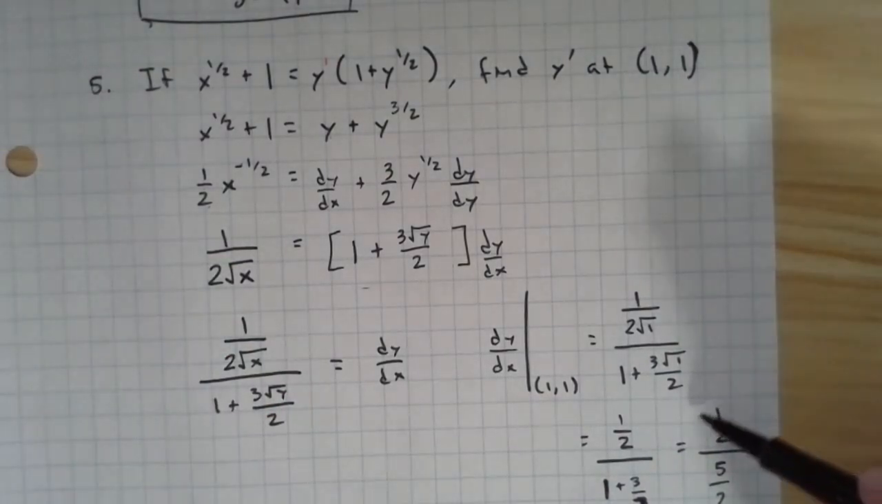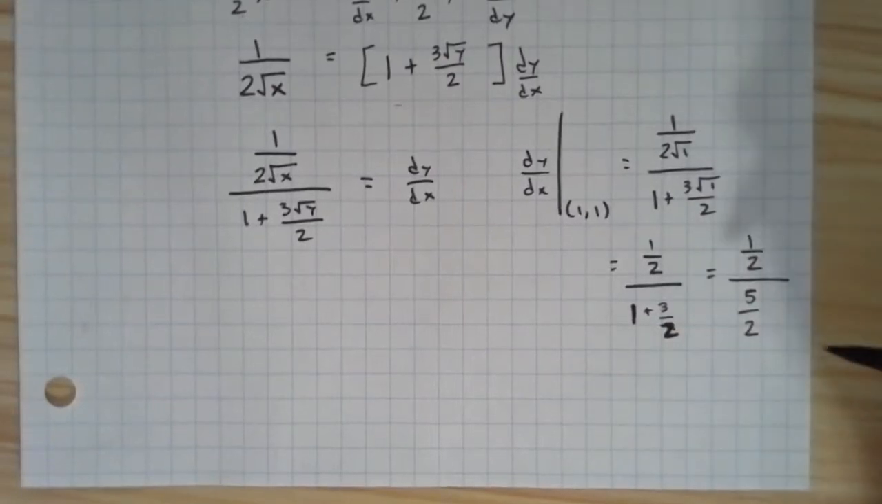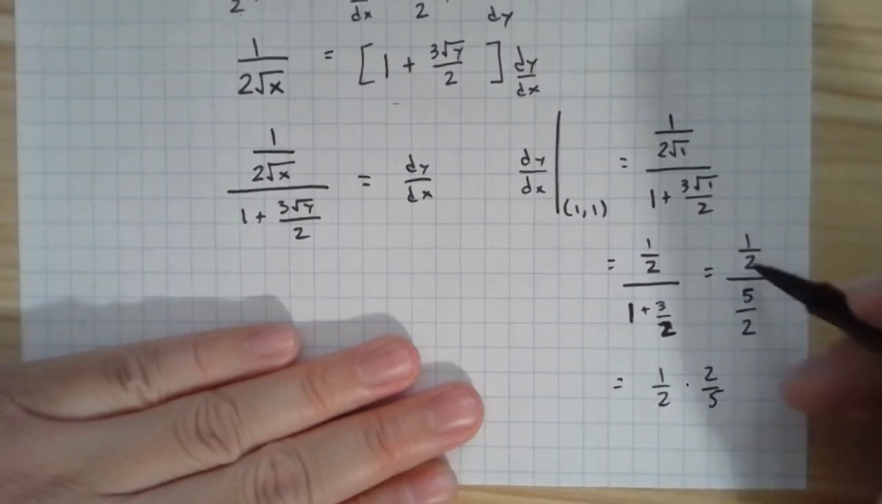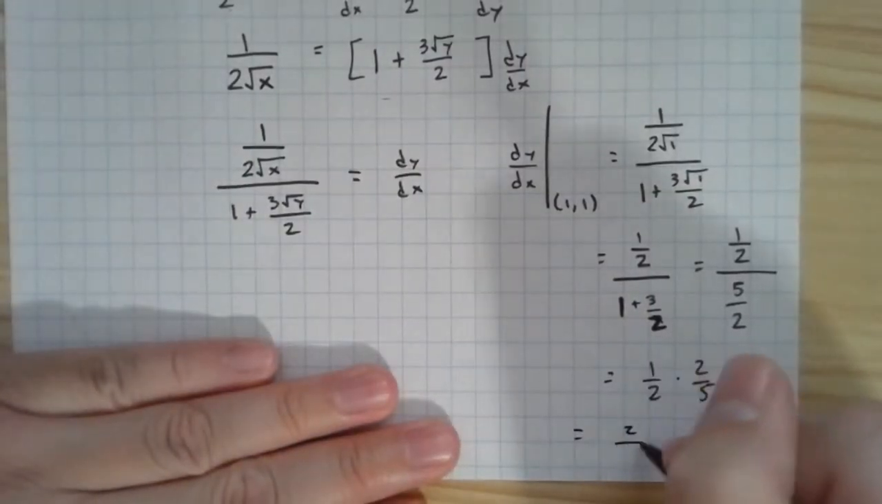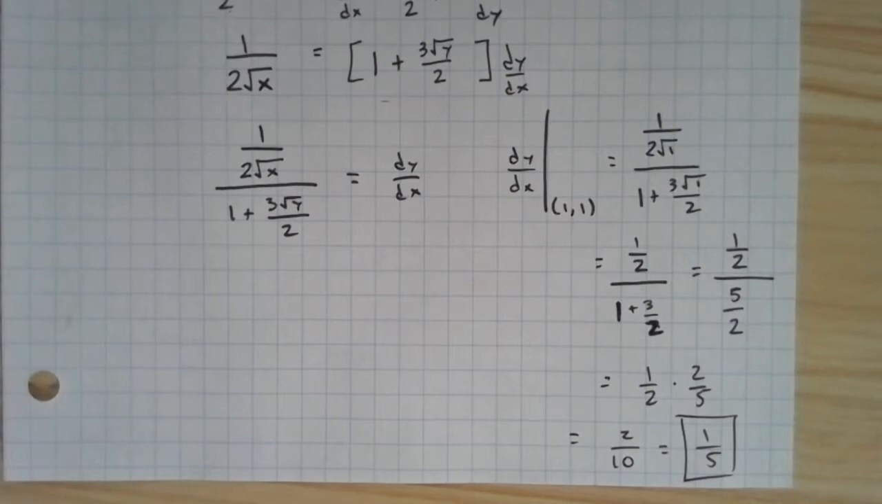Okay, apply the complex fraction. When you have a fraction divided by a fraction, multiply the reciprocal. 1/2 times 2 over 5. You learned this way long ago. If you divide by a fraction, multiply the reciprocal. Okay, and so this will be 2/10, which simplifies to 1 over 5. Okay, so the derivative of that equation at 1 comma 1 is 1/5. The slope of the tangent line for that equation at 1 comma 1 is 1/5.